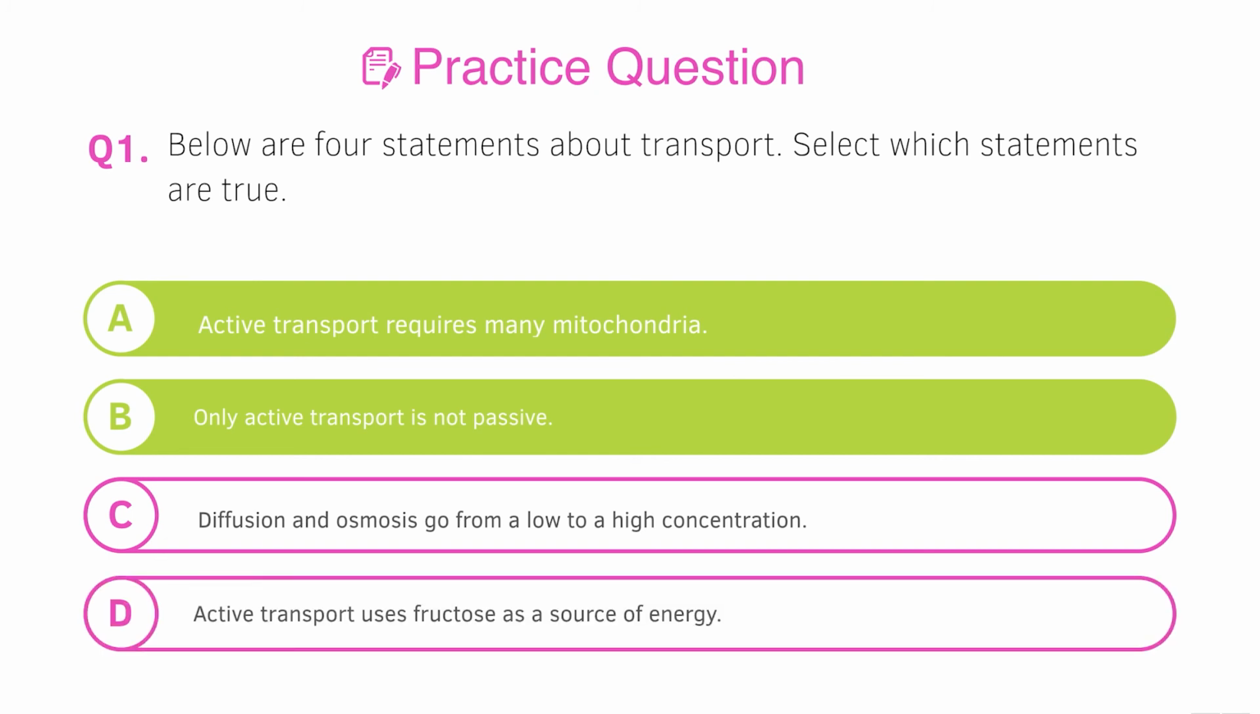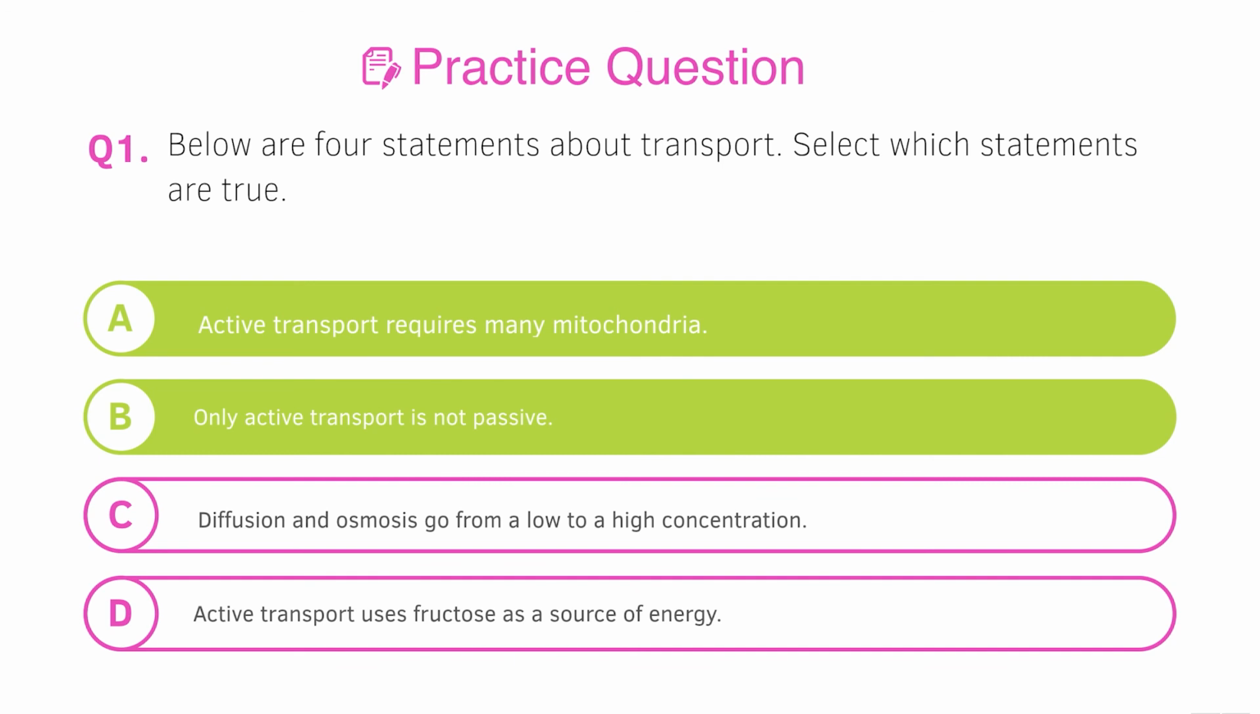And active transport uses fructose as a source of energy. False, active transport uses ATP from respiration. And where's this ATP from? It's from glucose, which is used in respiration, isn't it? So it's using glucose as a source of energy. So can you see here that if you remember just 3 facts about each of these transport processes, it simplifies everything and it means you'll get every answer right.